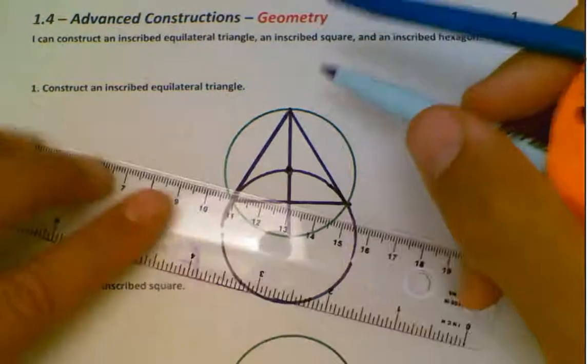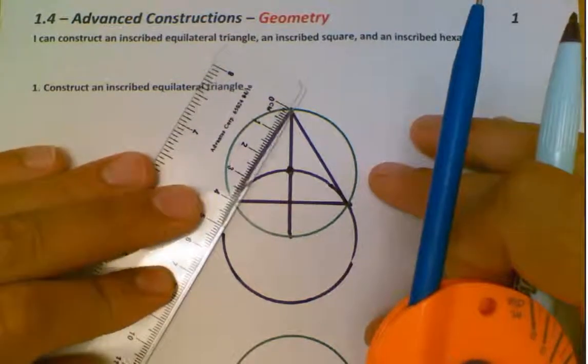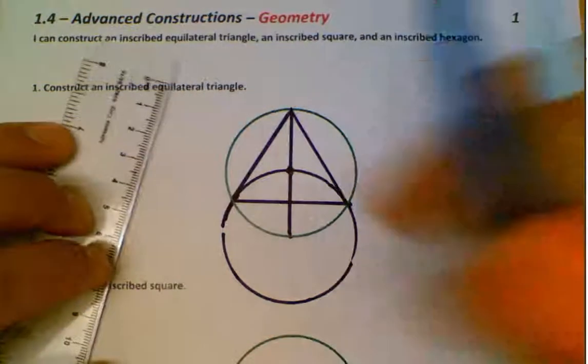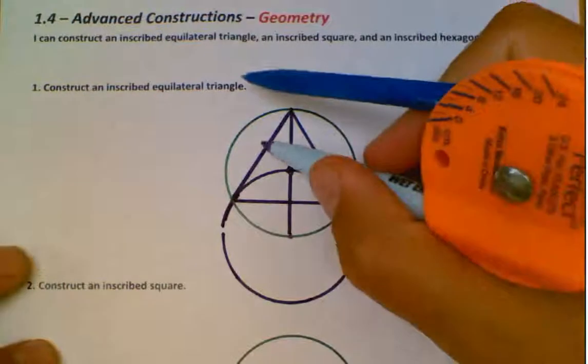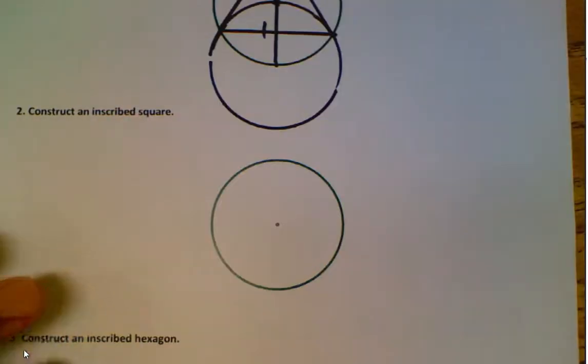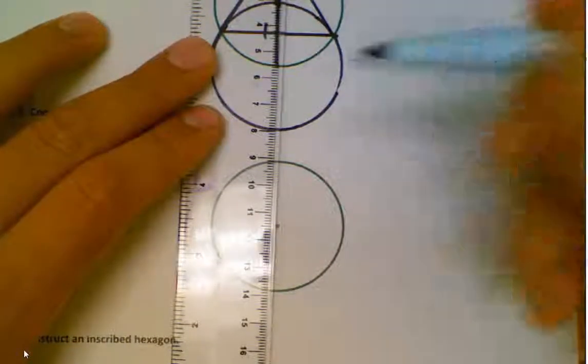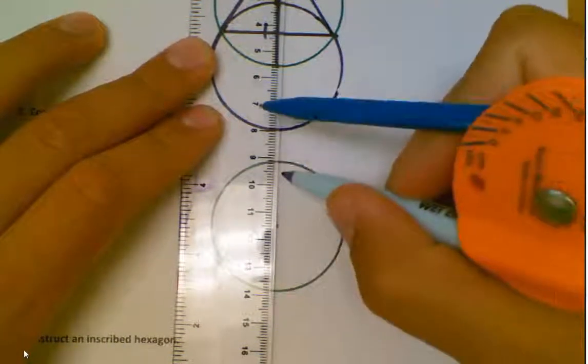So if we measure each of these segments, a little over 4 centimeters, a little over 4 centimeters, all three are going to be equal. So I just inscribed an equilateral triangle. All right, next we're going to construct an inscribed square. The first step is the same as it was for the inscribed equilateral triangle.